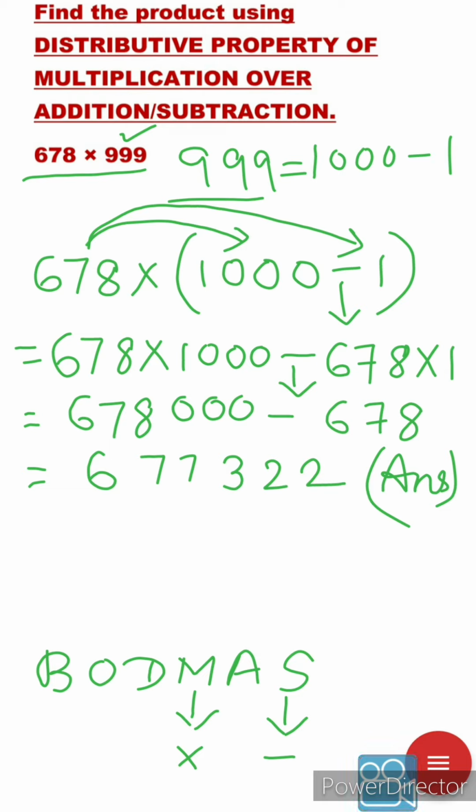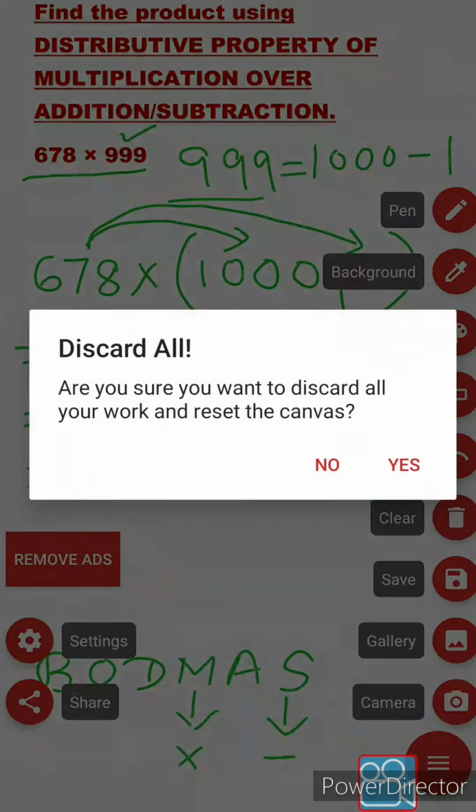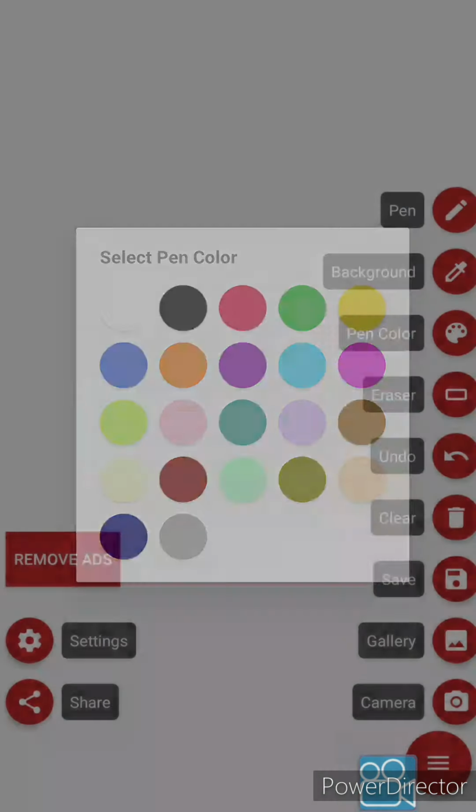Now, let us take another example. Suppose I am taking another sum, that is 572 multiplied by 103. Okay, so this also we can see that this multiplication sum is a very large one, so the calculation will be very large. So for that, here also we will apply the distributive property of multiplication.